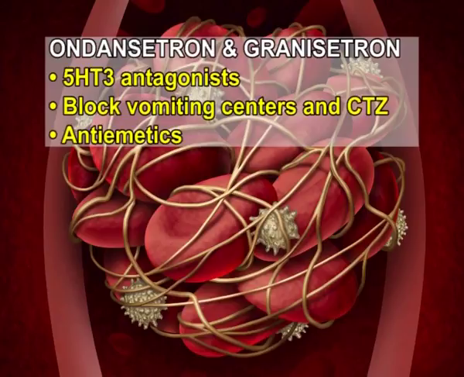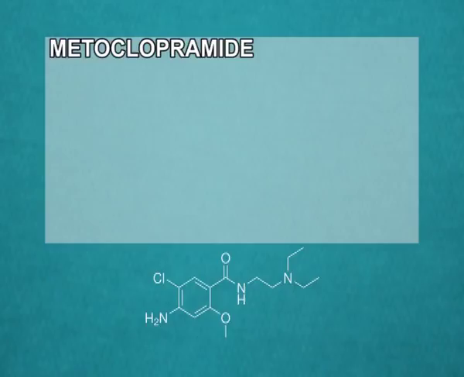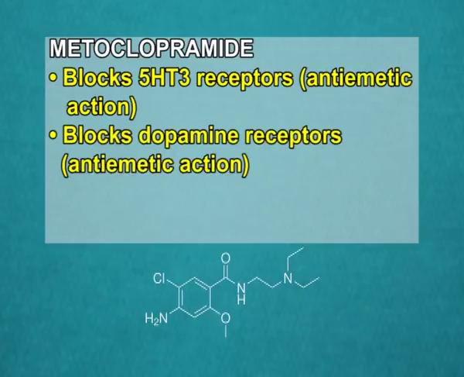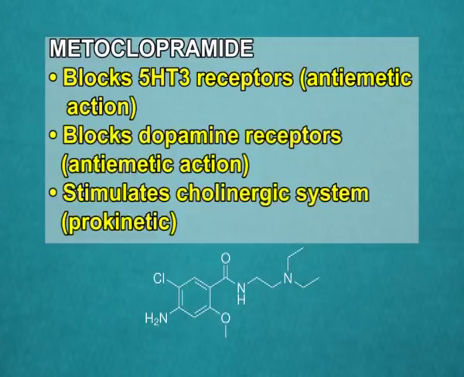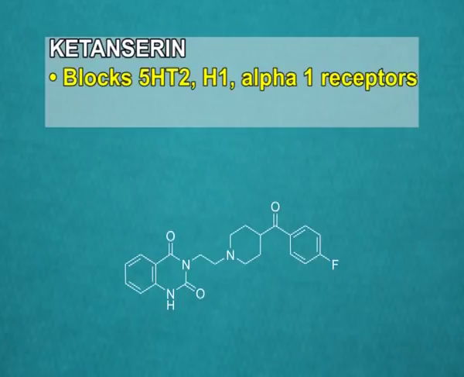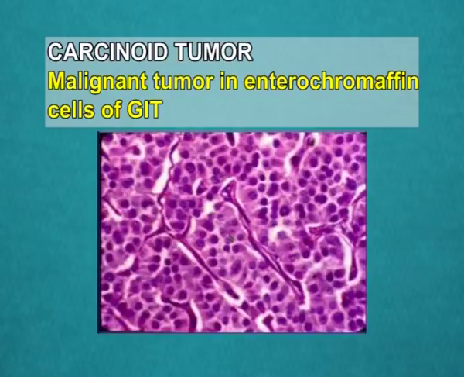Antiemetics include metoclopramide, which blocks 5-HT3 receptors. It is also used for its antiemetic action: it blocks dopamine receptors, and stimulates the cholinergic system, a prokinetic effect. Ketanserin blocks 5-HT2, H1 and alpha-1 receptors. It may cause hypertension. Now we are discussing carcinoid tumor, a malignant tumor in enterochromaffin cells of the GIT.